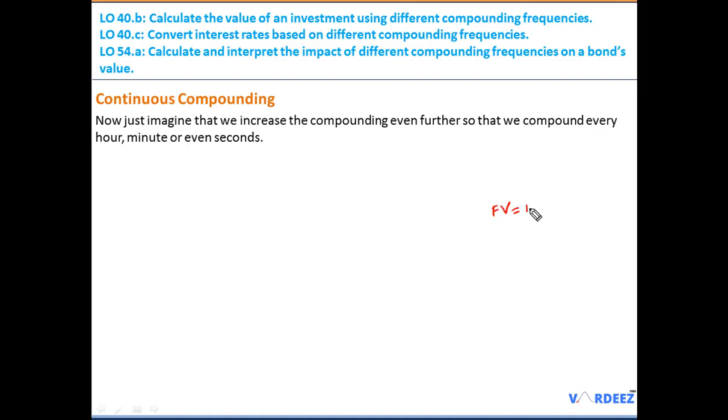Okay, so the formula will be 100 multiplied by 1 plus r divided by m. Now m in this case would be monthly, so it's going to be 12. And t is 5 years multiplied by the frequency. So if I go ahead and calculate this, I will have monthly compounding as well.